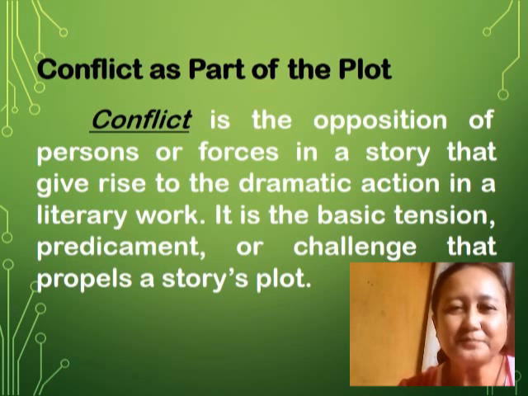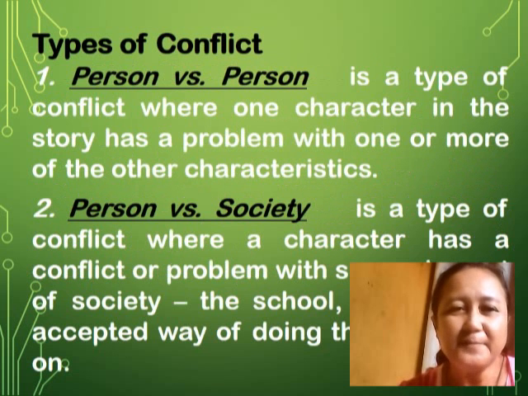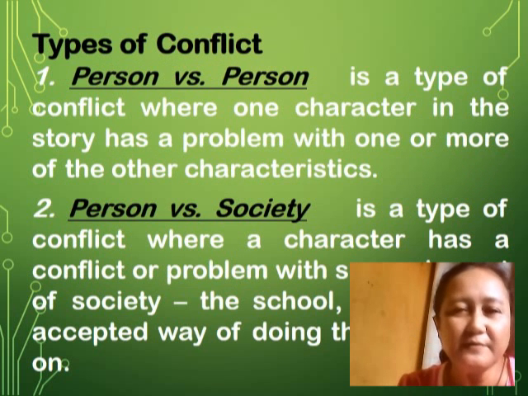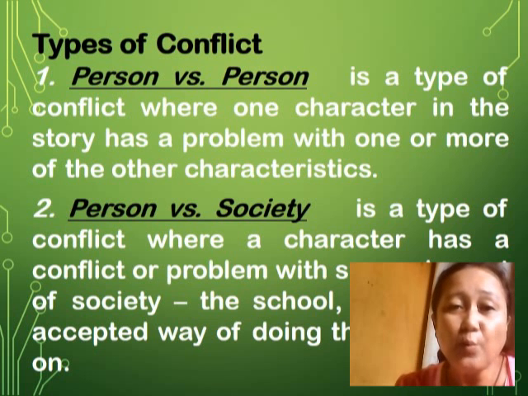Okay, so the conflict is sometimes internal, no? And sometimes it is external conflict. No? So when we say internal conflict, you deal with yourself. No? So it is the conflict with oneself. Okay, so person versus person type of conflict. This is a type where one character in the story has a problem with one or more of the other characters. Okay, so person versus person.